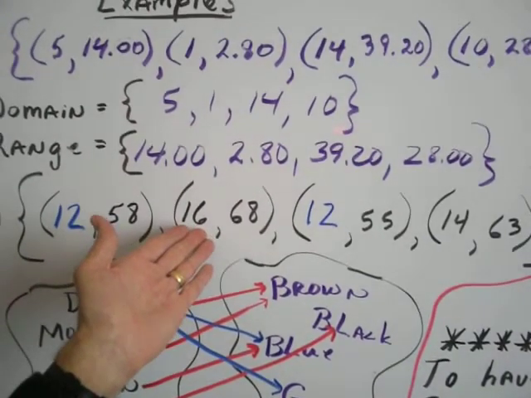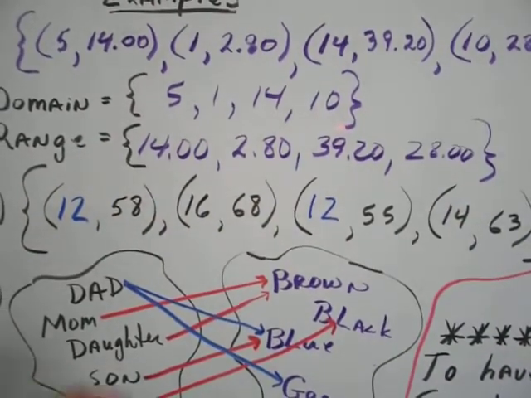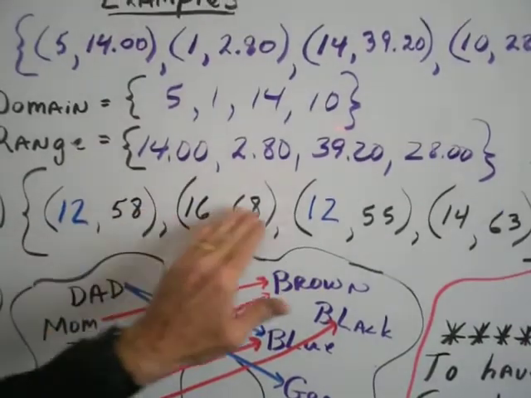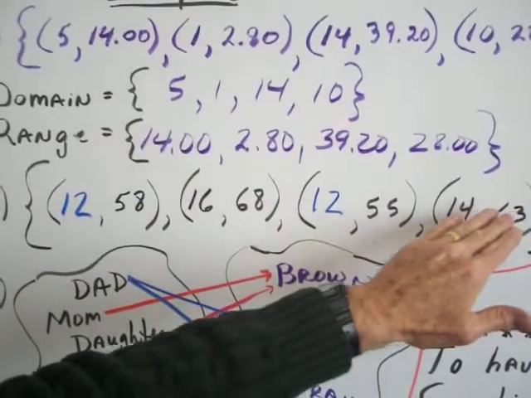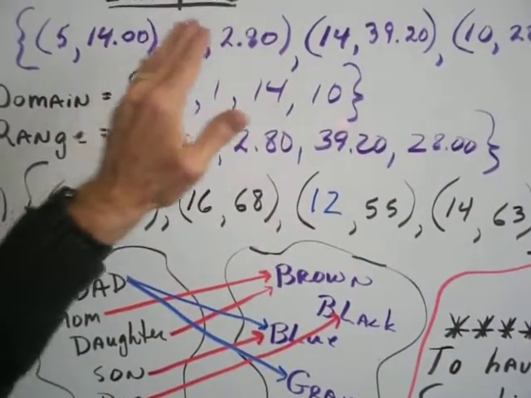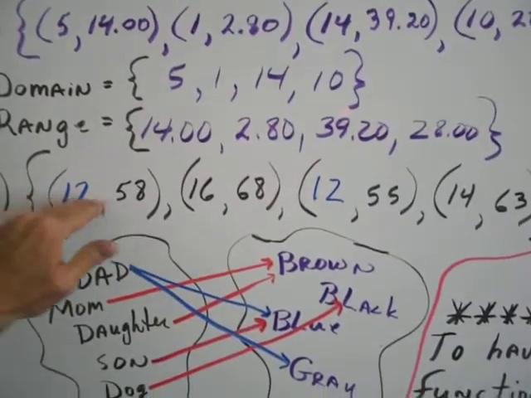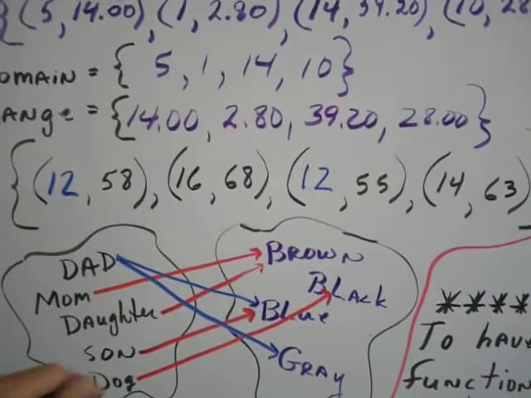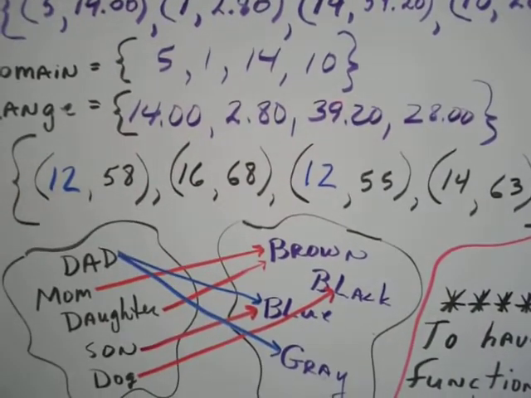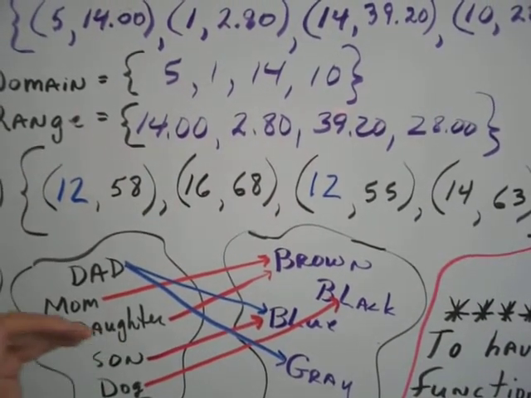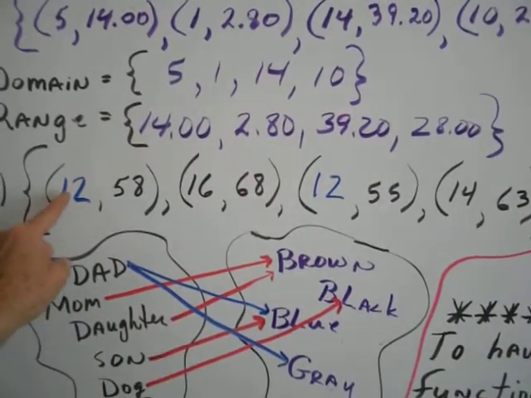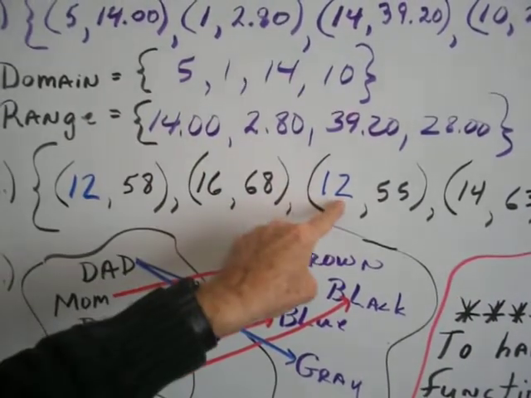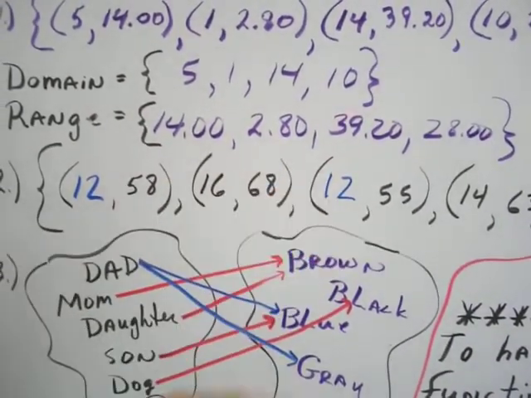You can see the other pair, and you can see the final pair. This is also a relation. The top one was. This one is as well. The thing that I wanted to point out, you can have an x value appearing more than once. The 12 appeared once here, it appeared once there, and that is fine.